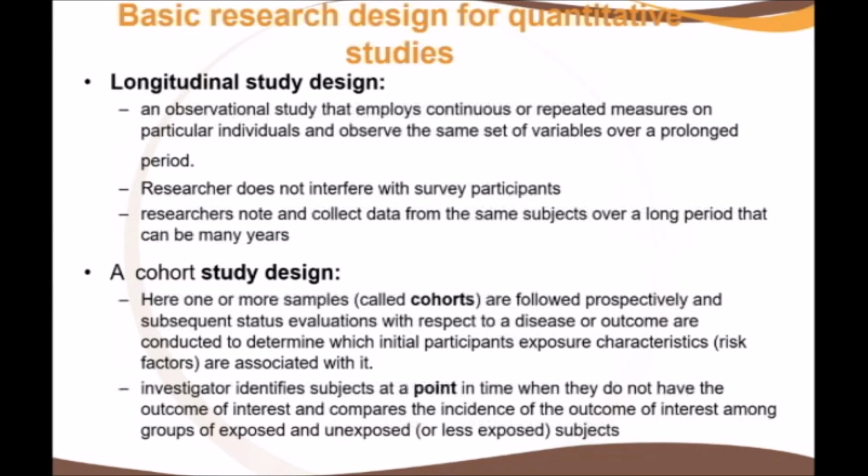Okay, so the last point there is that investigators identify subjects at a point in time when they do not have the outcome of interest. In other words, they haven't developed the cancer, which is the outcome of interest, and then compare them to those who have not been exposed, as I've explained.